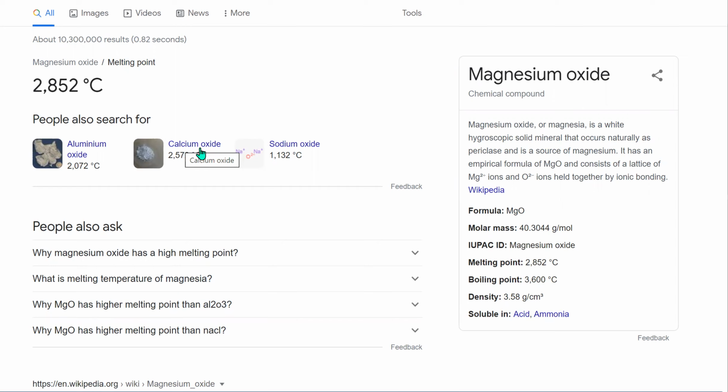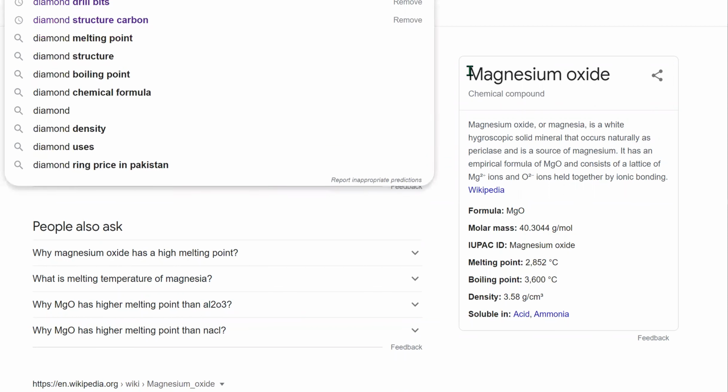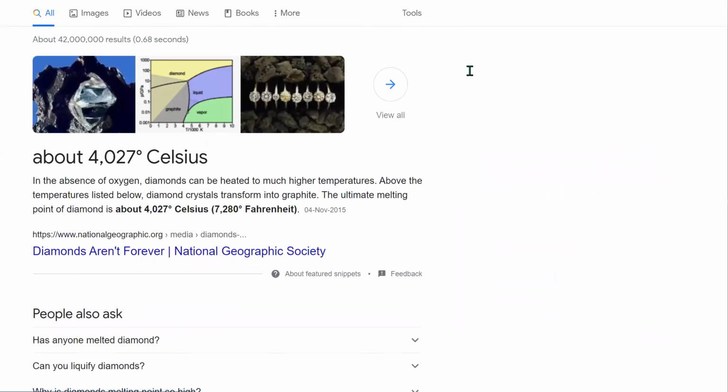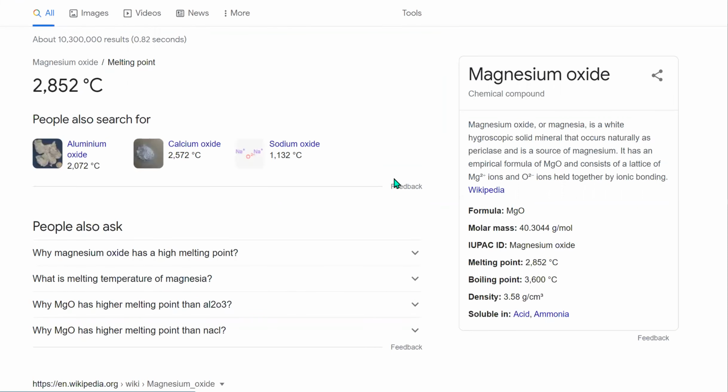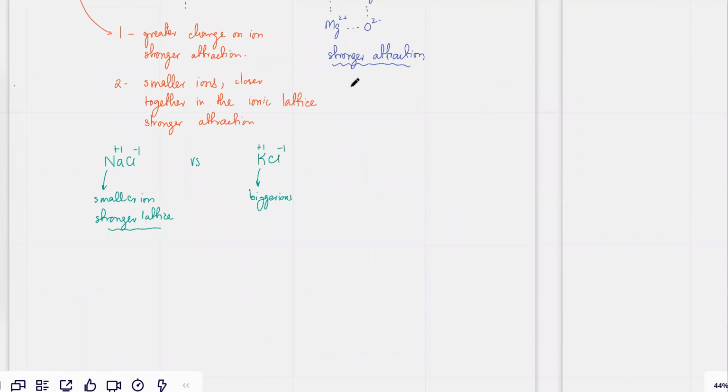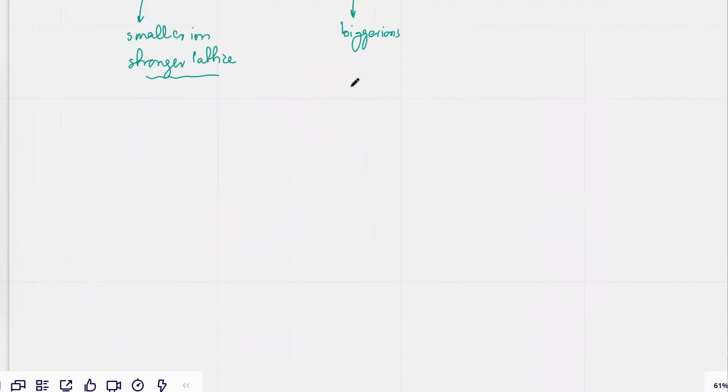So some ionic compounds are really, really strong, like magnesium oxide. You can compare it with diamond. Diamond is considered one of the strongest substances. That's around 4000, and MgO is around 3000. So you can see that some ionic lattices can be really, really strong. Is this clear?